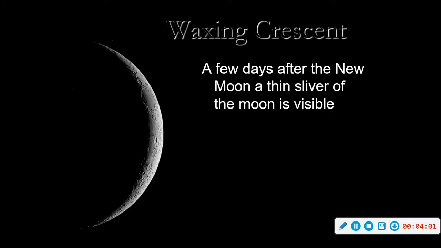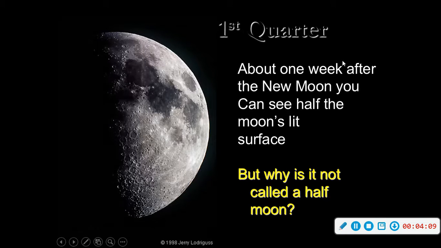Waxing crescent, so right side crescent a few days after the new moon, thin sliver of the moon is on the right side. First quarter, again, it's not called a half moon, it's called a quarter moon, because we're only seeing a quarter of the lit surface that's facing us. The other quarter is facing away from us. So this is about 1 week after the new moon, and so that's why it's not called a half moon, because again, you're only seeing a quarter of the lit surface.